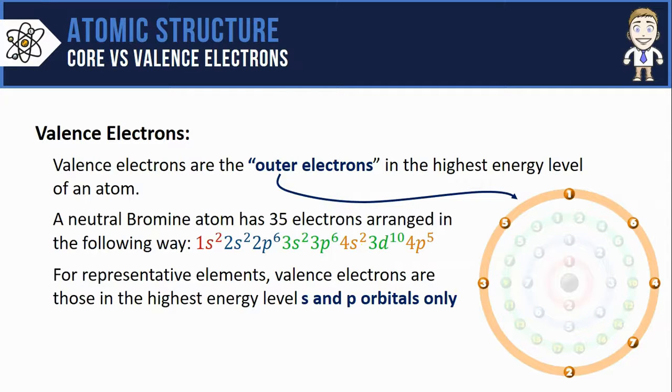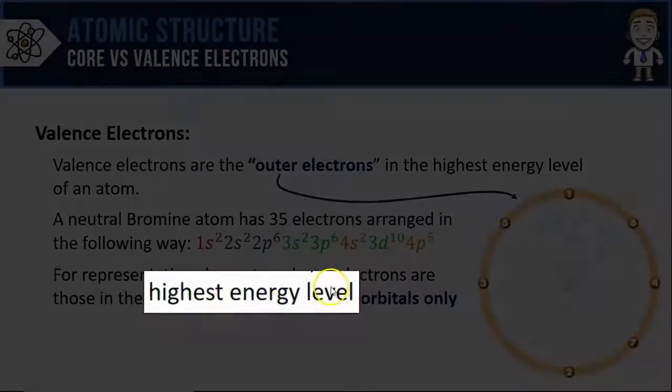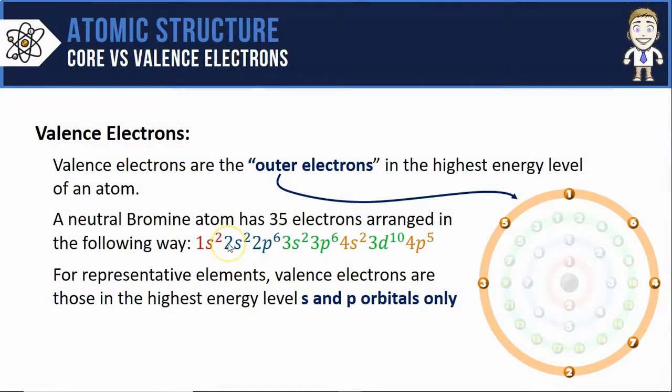For the representative elements, the valence electrons are those in the highest energy level, s and p orbitals only. There are 2 important parts to this description. The first is where it says highest energy level. In bromine's configuration, I've got electrons in the first energy level, second, third, and fourth. I ignore all of those but the highest energy level, in this case, the fourth.